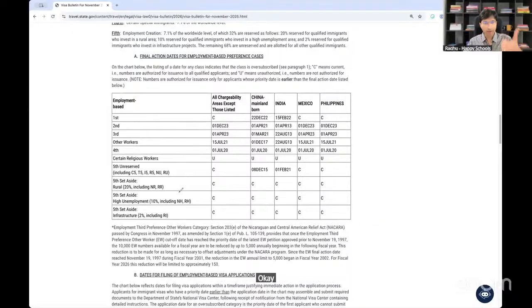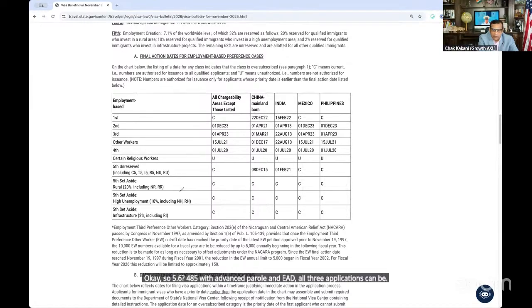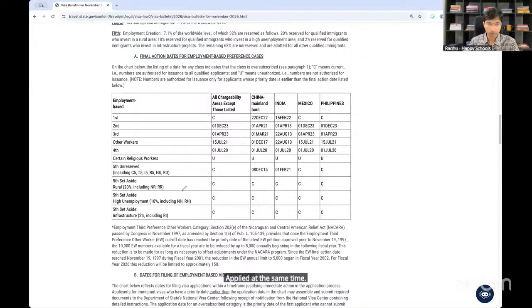Okay. Please go ahead. So the I-526, I-485 with advanced parole and EAD, all four applications can be applied at the same time. Concurrently, yes. Okay, fantastic. All right.